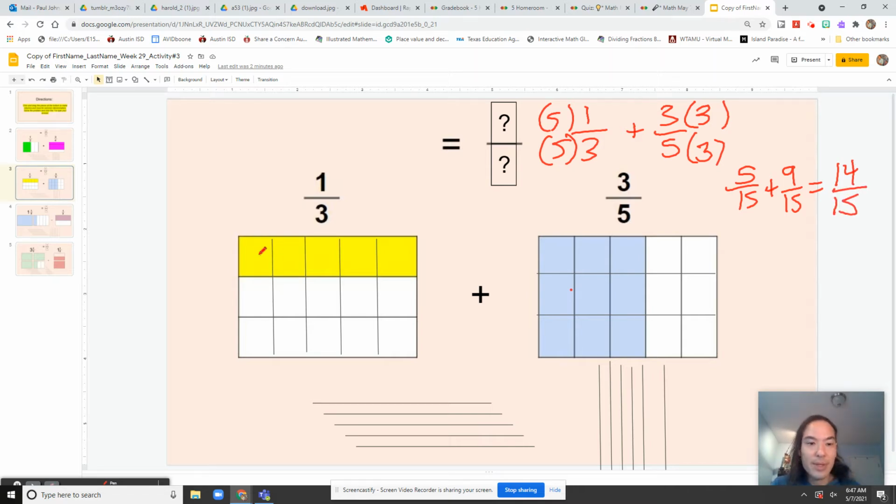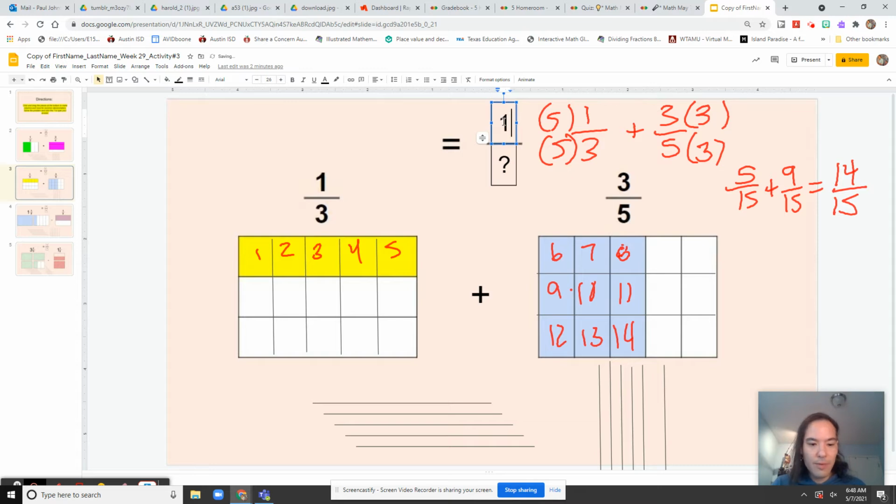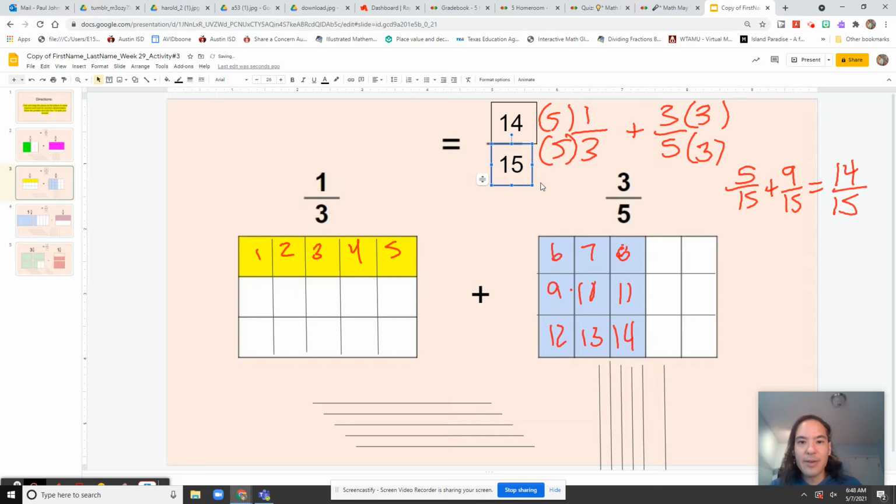And we can count those. Here's 1, 2, 3, 4, 5, 6, 7, 8, 9, 10, 11, 12, 13, 14. 14 fifteenths. All right, so whenever we write the answer, our answer will be 14. Of course it won't fit. And then 15. We'll stretch it out. All right, now it fits.